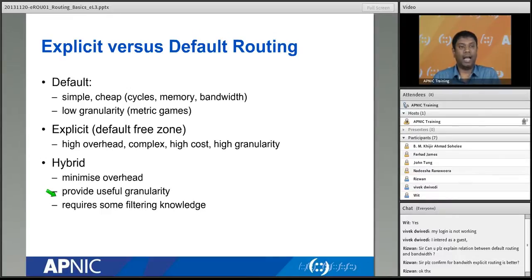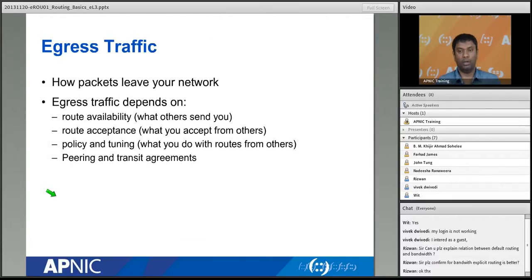All right, so hybrid will also minimize the overhead, and it provides useful granularity, not very high, but a little bit of granularity, at least for your local traffic. And for hybrid routing, you need filtering knowledge. Otherwise, if you exchange routes locally with a peer in the IX, and you don't have any filter, then your router or your peering link can become a transit for the other peers on the IX. So filtering is very important.